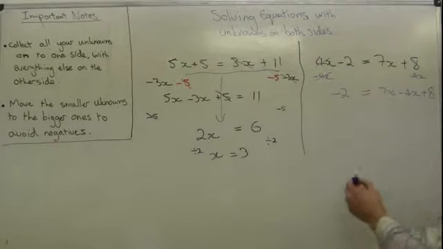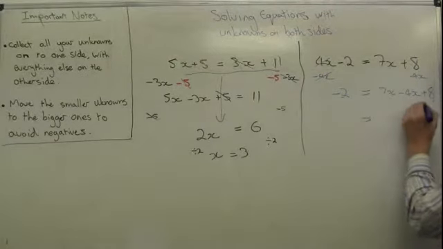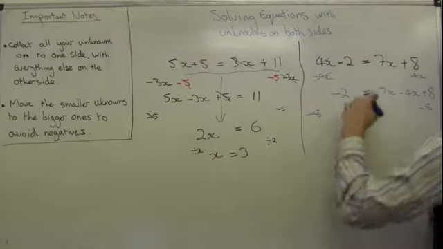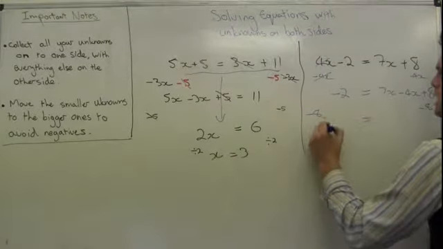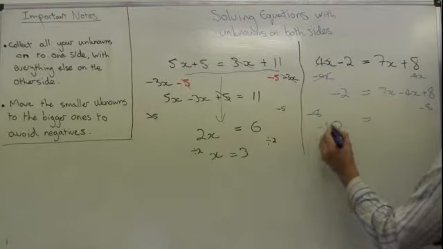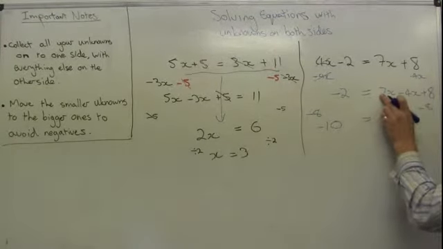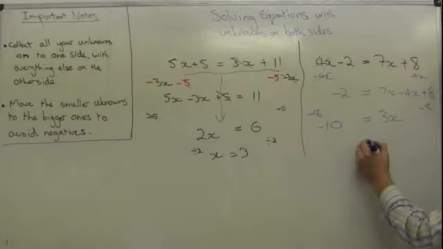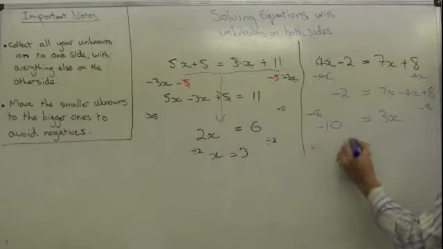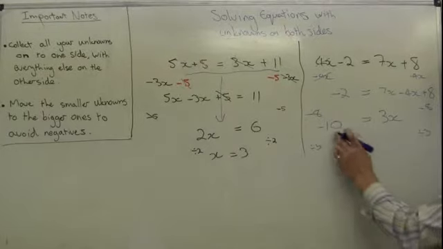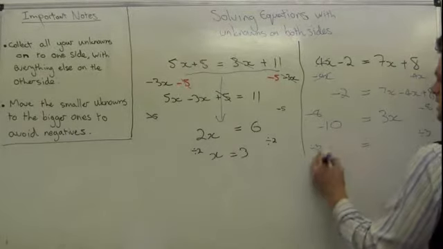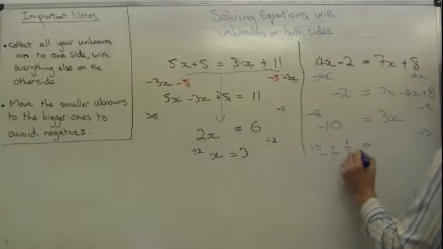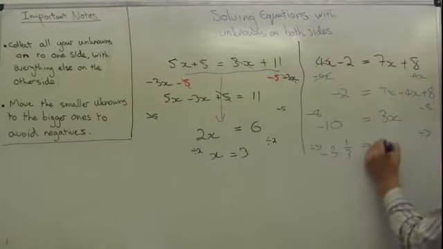Great. So on this side here, I'm now going to take away 8 and take away 8. Now I've got negative 2, take away a further 8, which is going to give me 10. Sorry, not 10, negative 10. And now I've got 7x minus 4x gives me 3x. And now I simply divide by 3 on both sides, and negative 10 divided by 3 is actually negative 3 and a third, equals x.